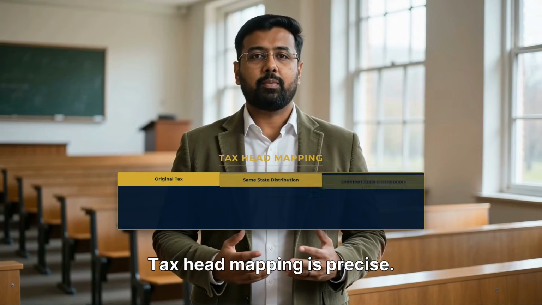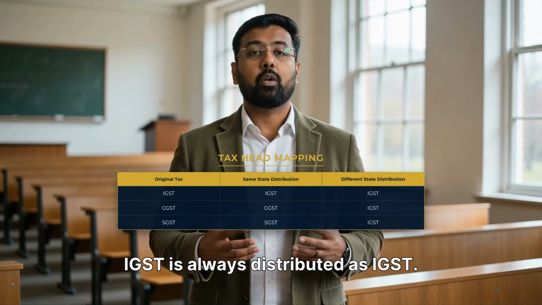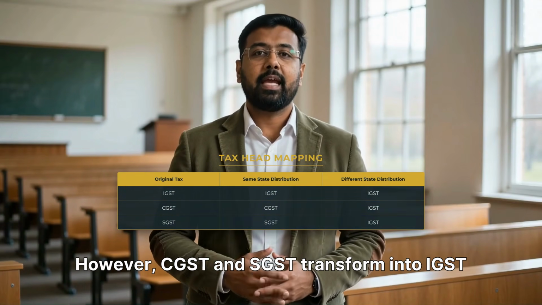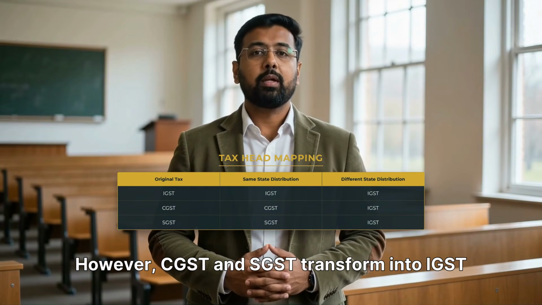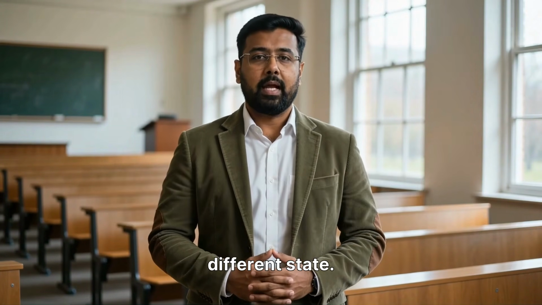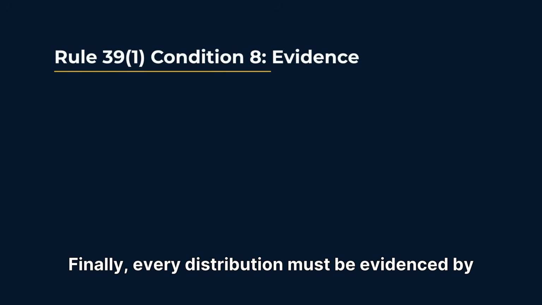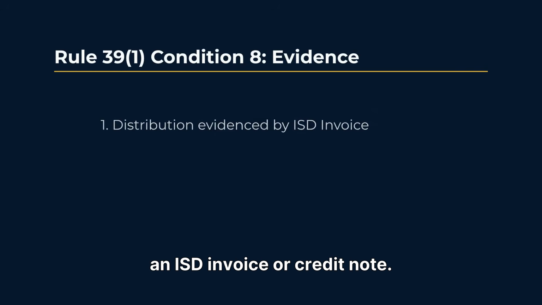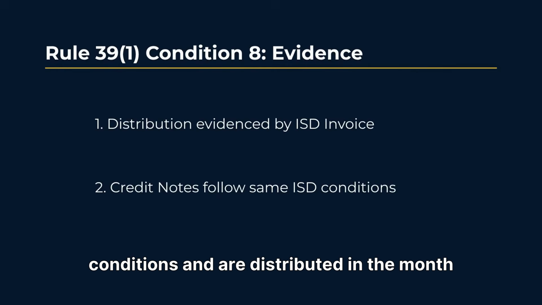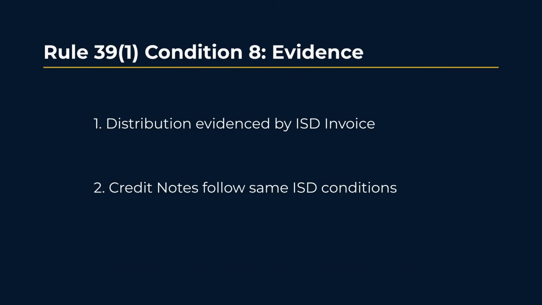Tax head mapping is precise. IGST is always distributed as IGST. However, CGST and SGST transform into IGST when distributed to a recipient in a different state. Finally, every distribution must be evidenced by an ISD invoice or credit note. Debit notes from suppliers follow the same conditions and are distributed in the month they reflect in GSTR6.